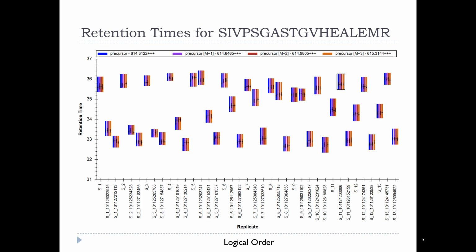So then this is that data as I had first logically ordered it in Skyline. And you can see this is S1. So it's a calibration curve, and these are the various concentrations, 1 through 13. So it's a 13-point calibration curve.